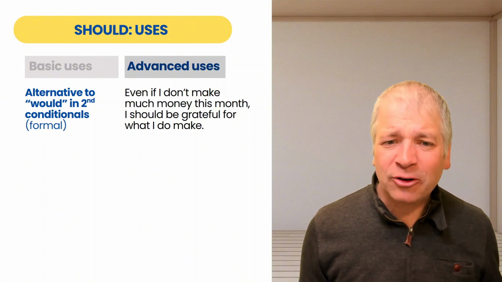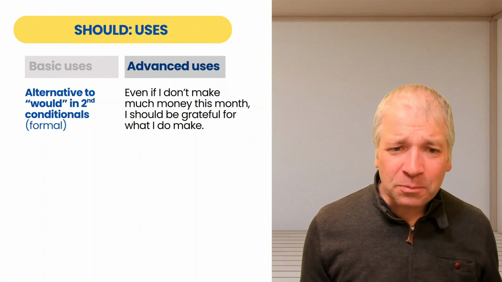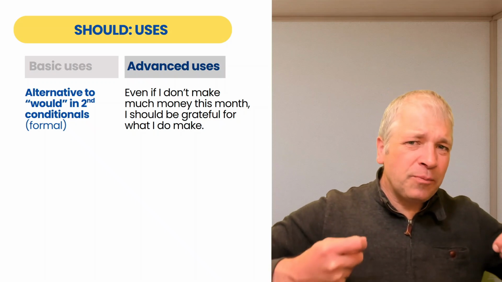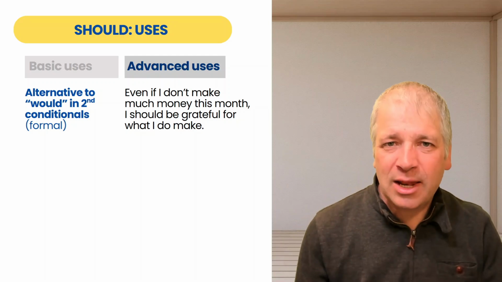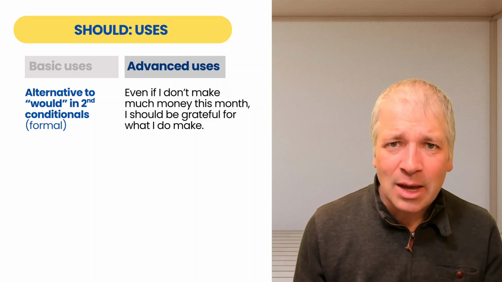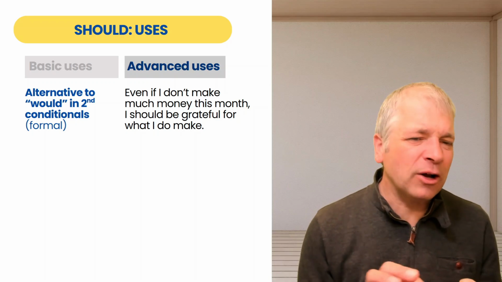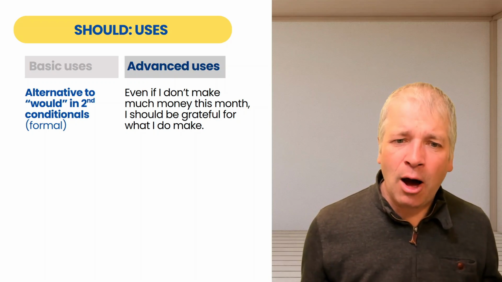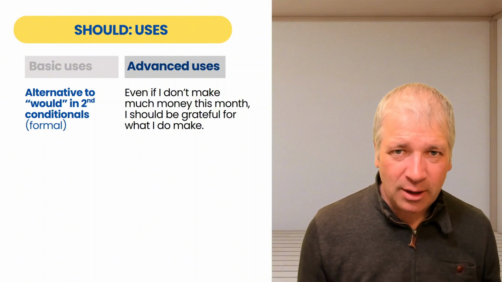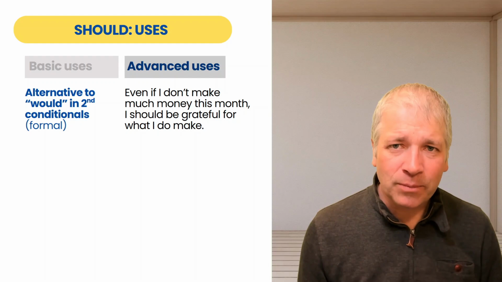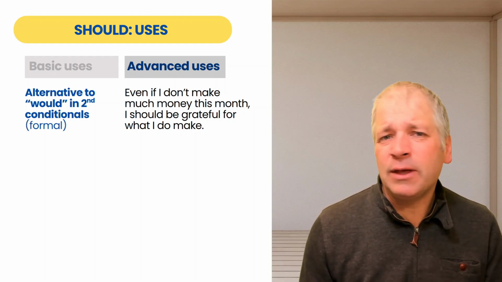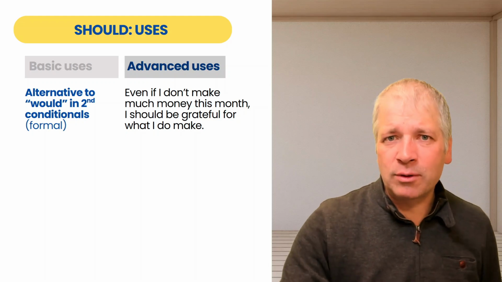Even if I don't make much money this month, I should be grateful for what I do make. And should kind of puts an advice on myself, telling me this is how I need to feel. Instead of saying would, which is much more neutral. If you say I would be grateful, then you're predicting your response. If you say I should be grateful, I'm predicting my response, but also in a sense of this would be the right way to respond.